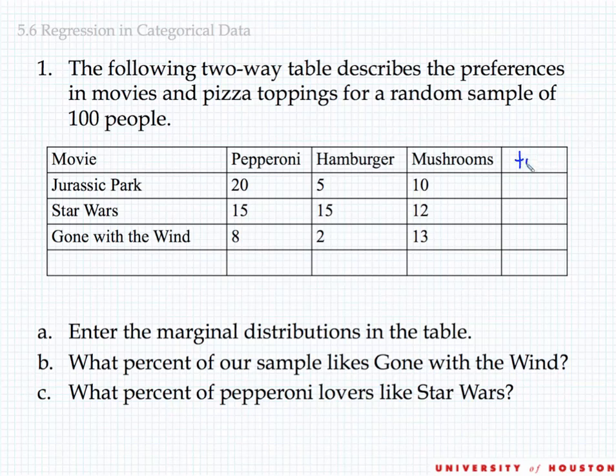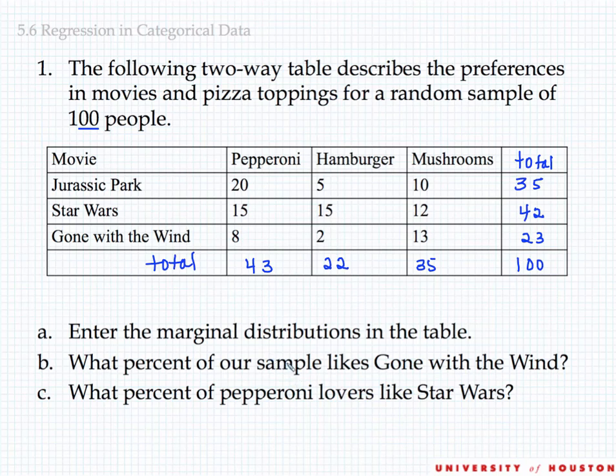So we're going to total our rows by adding up, going across. This would be 35, 42, and 23. Then we're going to total our columns. This one would have a total of 43, 22, and 35. Now totaling these totals should give me the same answer, which is 100.